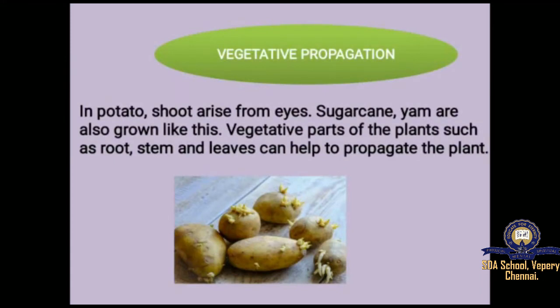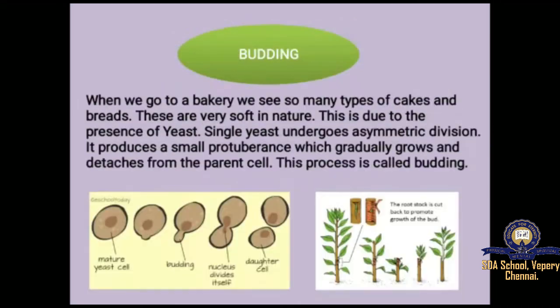The first one is through vegetative propagation. In potato, shoots arise from eyes. Sugarcane and yam are also grown like this. Vegetative parts of the plant such as root, stem and leaves can help to propagate the plant. So this is called vegetative propagation.